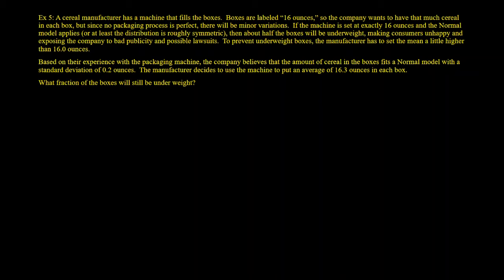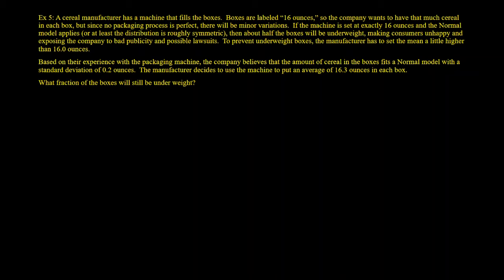To prevent underweight boxes, the manufacturer has set the mean a little higher than 16 ounces. Based on their experience with the packaging machine, the company believes that the amount of cereal in the box fits a normal model with a standard deviation of 0.2 ounces. The manufacturer decides to use the machine to put an average of 16.3 ounces in each box. What fraction of boxes will still be underweight?